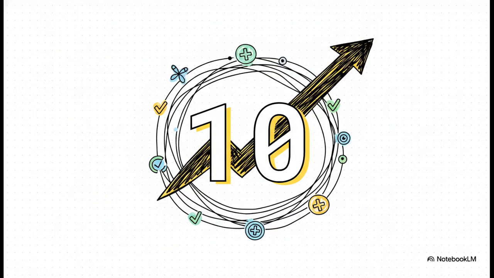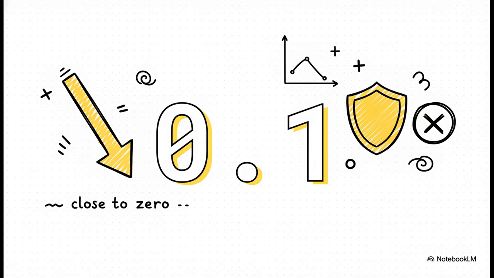On the other hand, a positive likelihood ratio greater than 10? That indicates an exceptionally powerful test that causes a massive, clinically significant spike in post-test probability, effectively confirming a diagnosis. That's what you want to see. Conversely, a negative likelihood ratio less than 0.1 indicates an excellent screening tool that drives the post-test probability down close to zero, safely ruling out the condition.